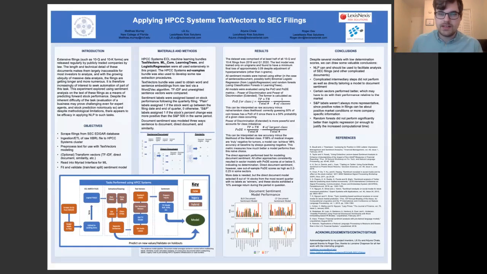Hi, I'm Matthias Murray. For my summer internship with LexisNexis, I worked on applying HPC systems and text vectors to SEC filings. SEC filings are the documents that the Securities and Exchange Commission requires publicly traded companies to submit in order to keep their investors and the general public informed.